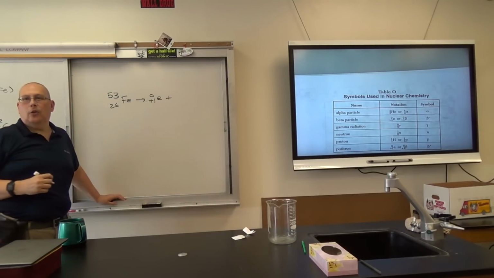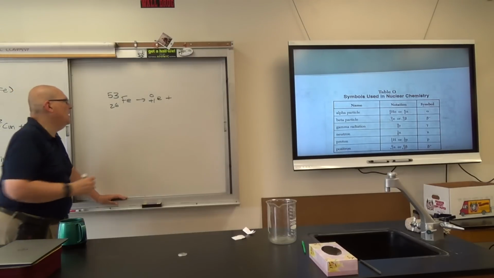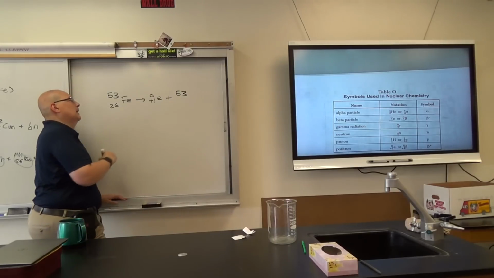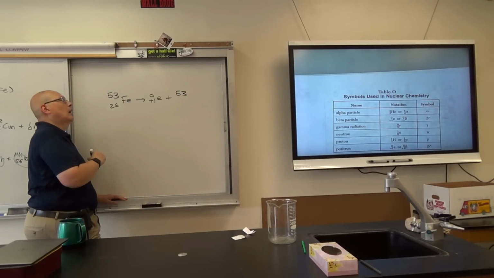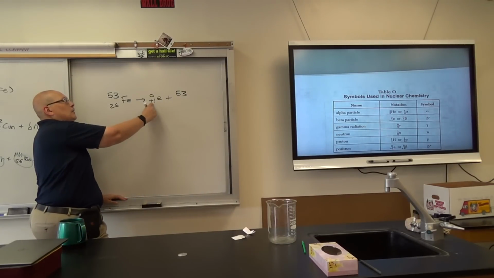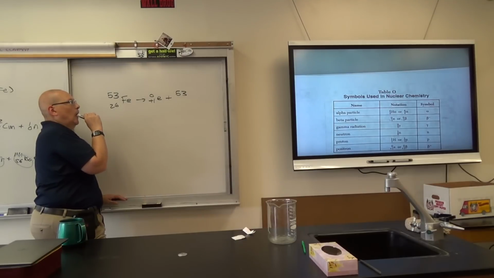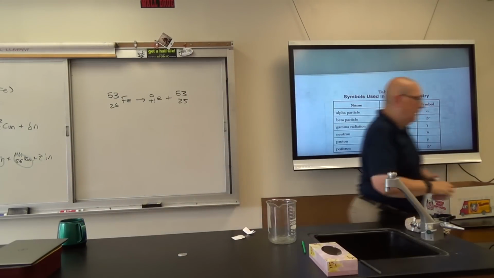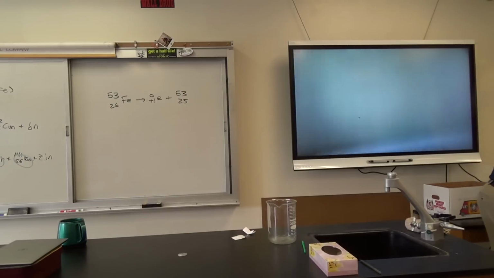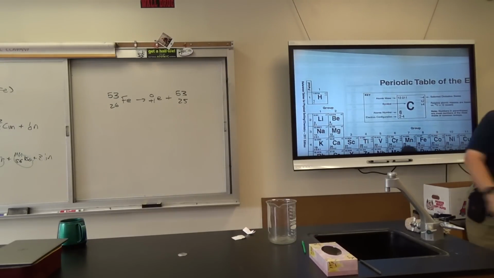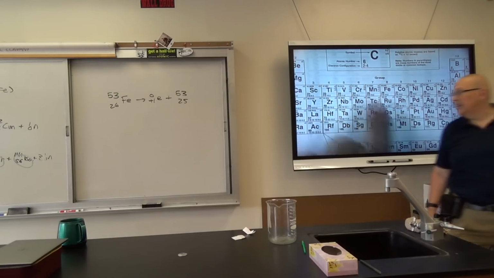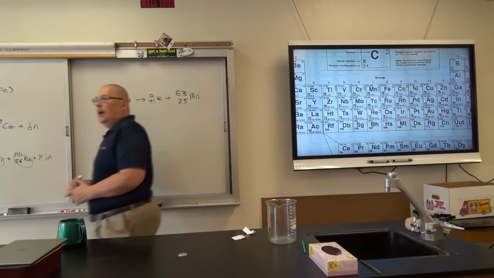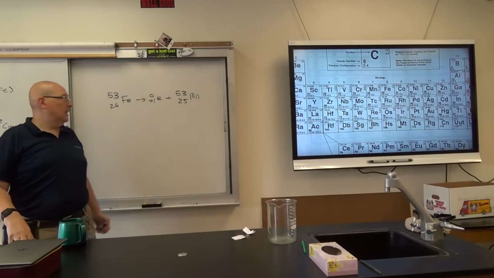Now, the new particle that we get from this transmutation has the same mass, but what's the new atomic number? This is a positive one, not a negative one. 25. And then all we have to do is look up what element 25 is on the periodic table. Element 25 is manganese. And all decay problems work the same way.